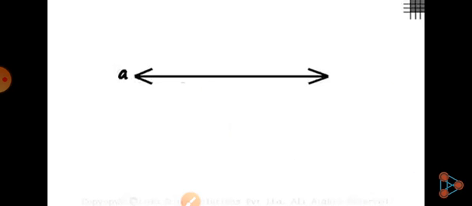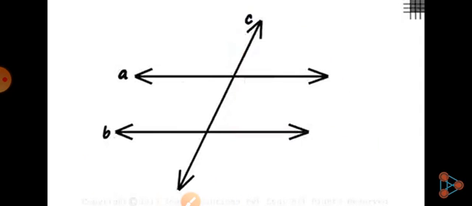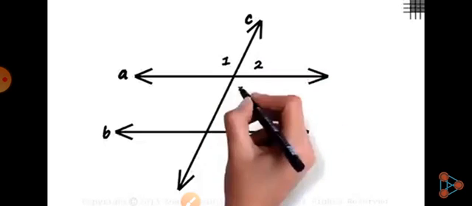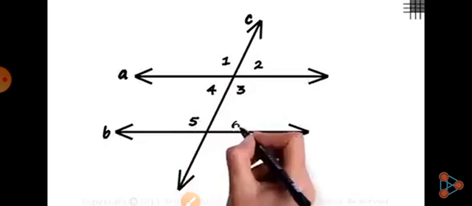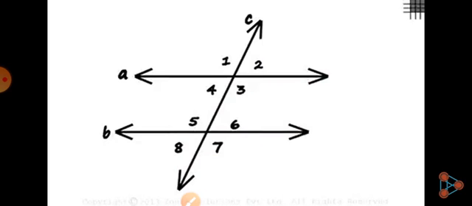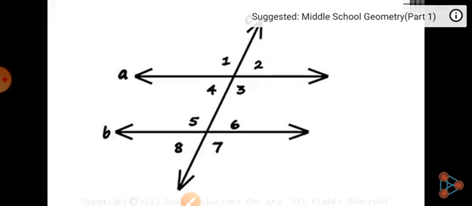On a new page, let's look at the beauty of these angles. Assume we have lines A and B which are parallel and transversal C which intersects them at two distinct points. As we already know, the transversal forms 8 angles. 1, 2, 3, 4, 5, 6, 7 and 8. Let us quickly analyze the relation between various angles formed.